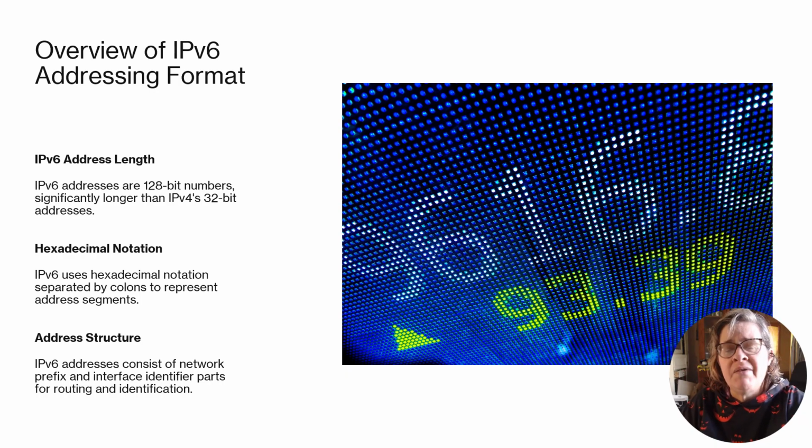So in IPv6 addressing, you will see A through F in the addressing format because it's a hexadecimal number. In IPv4, you'll only see digits 0 to 9, but in IPv6, you will see 0 to 9 and A through to F. IPv6 addresses consist of a network prefix and interface identifiers for routing and identification.